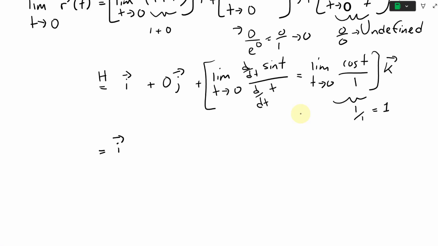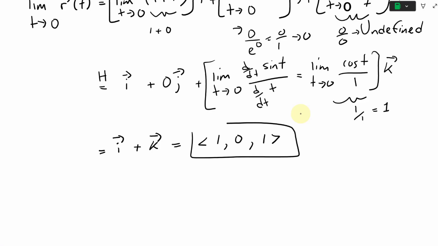So in other words, we get i plus k. The j vanishes, or you could also write it in component format like this. This becomes just 1, 0, 1. So the vector is this. The limit of r as t approaches 0 is this vector right here, 1, 0, 1.